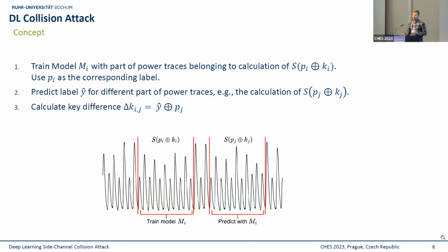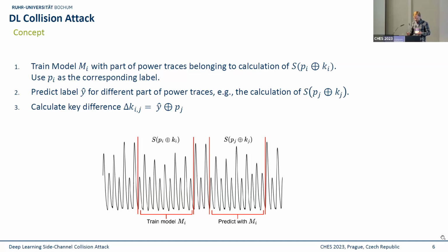In the first step, we train our model M with only the part of the power traces that belongs to the calculation of a specific byte, for example, the calculation of the first S box. As we do not have knowledge about any secret values, we use the plaintext byte for labeling the traces. Then in the next step, we predict the label for another part of the power trace, for example, for those sample points that are related to the processing of the second S box byte.